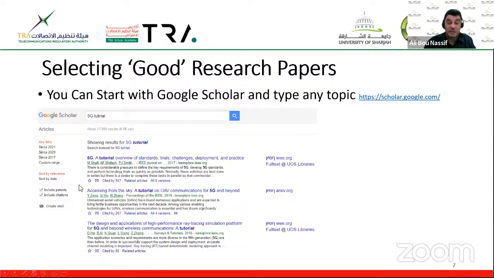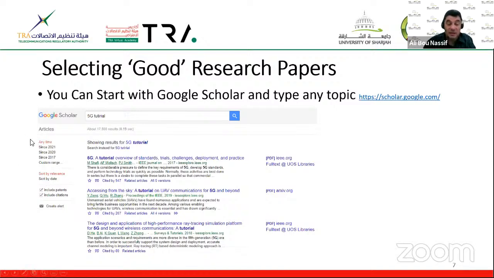Also, if you see the second one, you will see a tutorial on UAV communication for 5G. It's published in Proceedings of the IEEE. This is a very good journal, and it is also trusted. Again, trusted here means that before it is published, somebody who is familiar with this topic, an expert in this topic, reads and approves it.